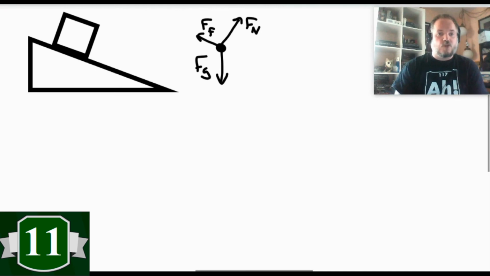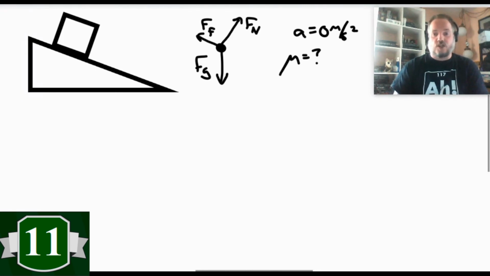So in this first question, I'm going to say this thing is in equilibrium, all right? It's not moving. So my question is, what coefficient of friction is going to prevent it from moving? Obviously, if there were no friction, then it would slide down the ramp. What is the minimum coefficient of friction necessary for this thing to not move?